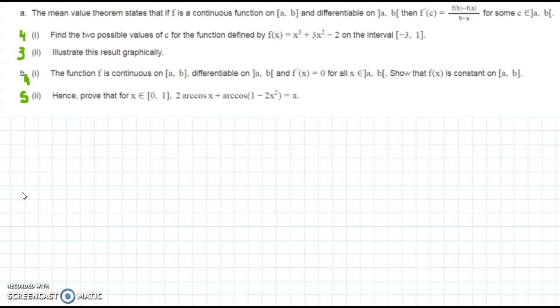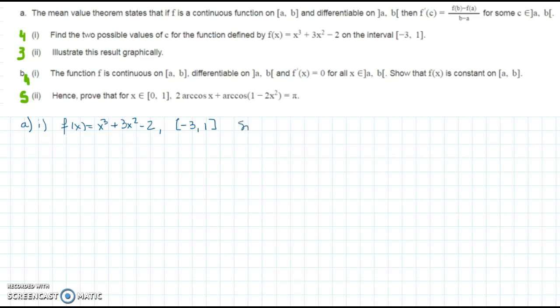So I like this question about the mean value theorem. It starts by stating what the mean value theorem says. And we have discussed this result already, so we know what it means. And we are going to actually see an application of it. We are going to apply it to the cubic function f of x is x cubed plus 3x squared minus 2. And the interval we are considering is the closed interval minus 3, 1.